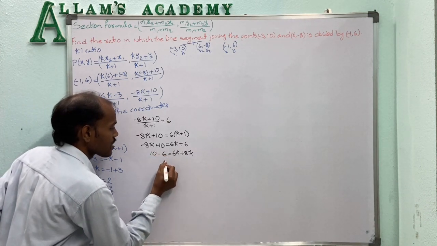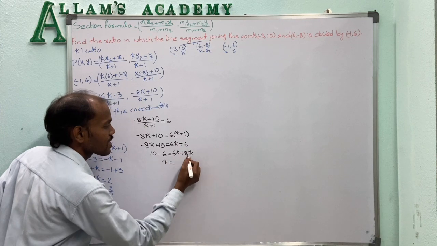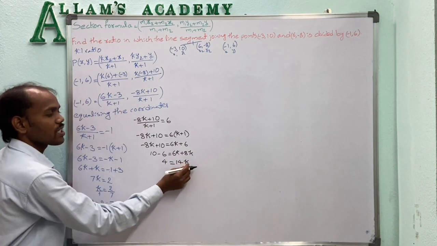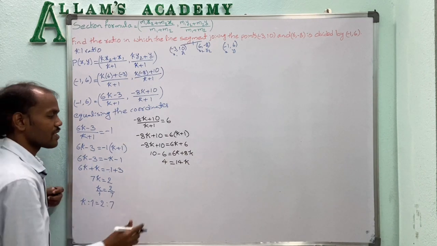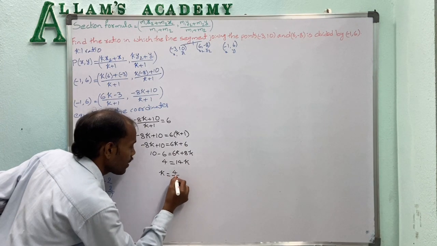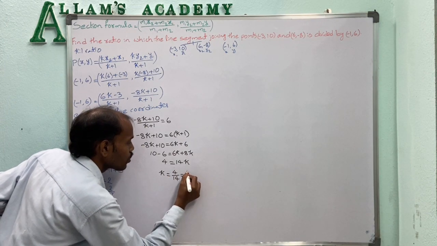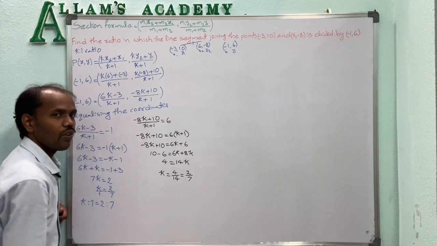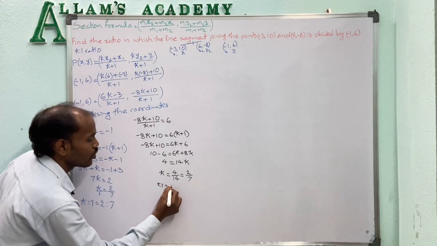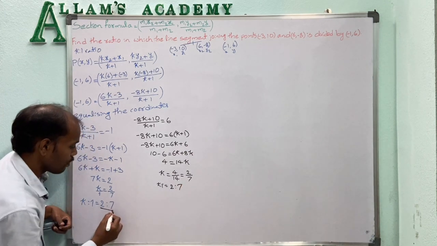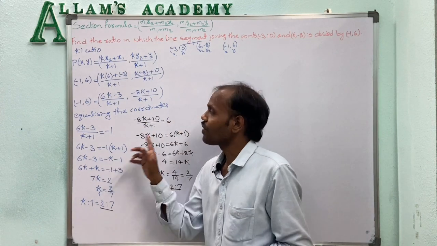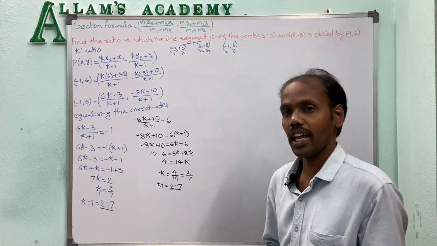So 10 minus 6 is equal to 4 and 6k plus 8k equal to 14k. Now this multiplication 14 transfers to LHS, that is division. So k is equal to 4 by 14. So 2 2s are 4, and 2 7s are 14. So k is to 1 is nothing but 2 is to 7. So in both cases we get the same ratio. So equalizing any one coordinate is enough.